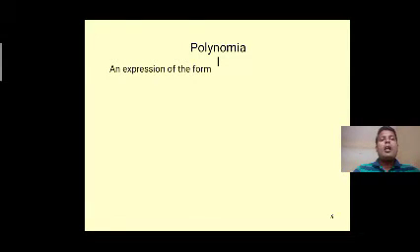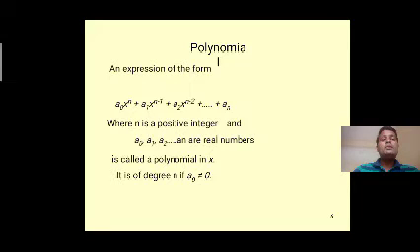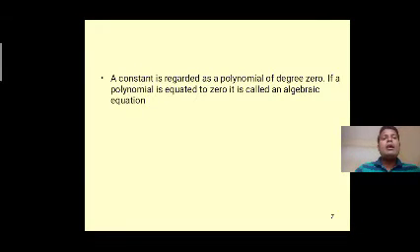Polynomial. An expression of the form a0 x to the power of n plus a1 x to the power of n minus 1 plus a2 x to the power of n minus 2 plus so on an, where n is a positive integer and a0, a1, a2, so on an are real numbers, is called a polynomial in x. It is of degree n if a0 is not equal to 0. A constant is regarded as a polynomial of degree 0. If a polynomial is equated to 0, it is called an algebraic equation.